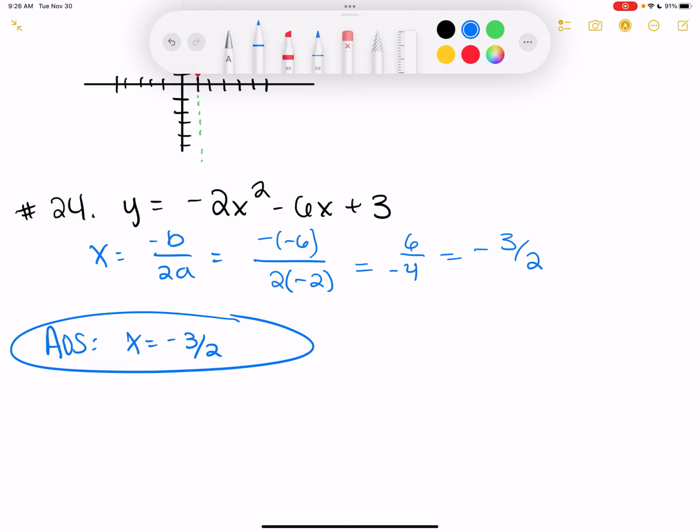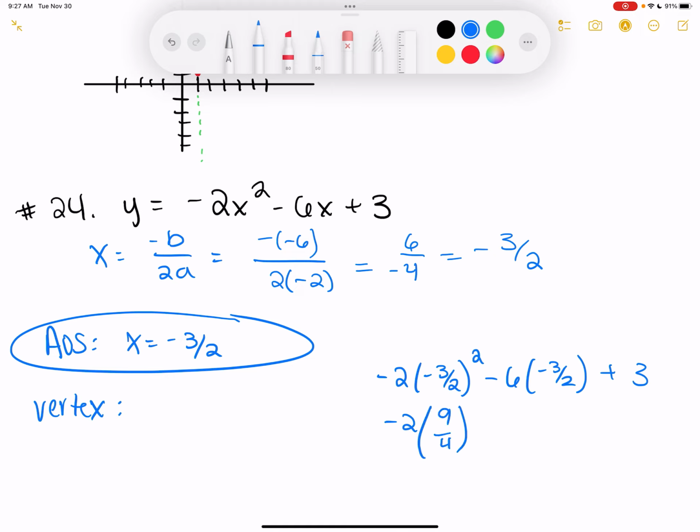So then for my vertex, to find that, I need to plug in this x value anywhere I see x up here. So negative 2 times negative 3 halves squared minus 6 times negative 3 halves plus 3. So negative 2 times 9 over 4 plus, 2 and 6 cancel to 3, so that's going to be 9 plus 3.